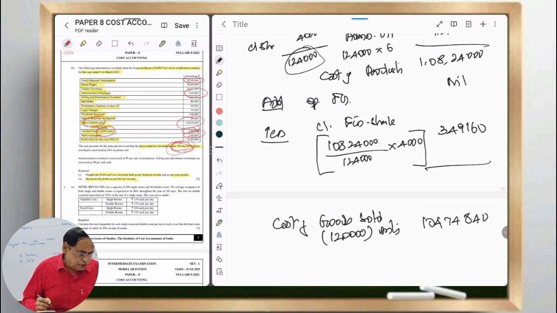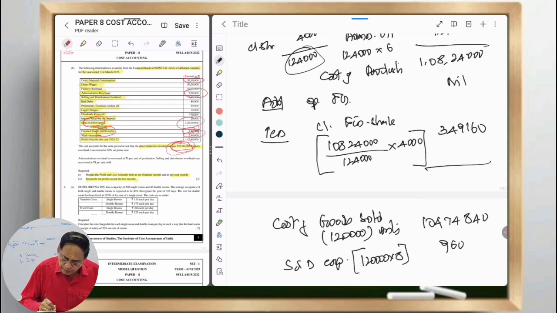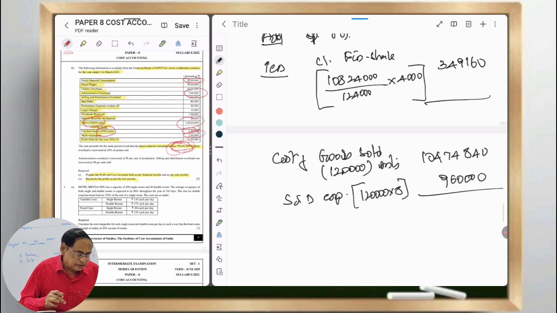So selling and distribution expenses. What is the sales value actually? What is the production? That is the whole products we sold, at the rate of 8 rupees. So selling and distribution expenses we have to add. 1,20,000 units at the rate of 8 rupees is 9,60,000 rupees. If you add this, it is the cost of sales.